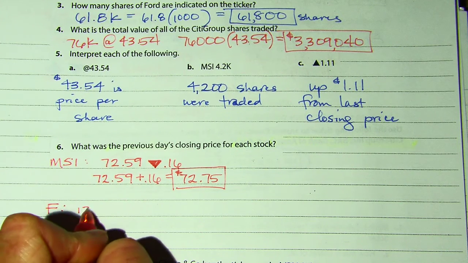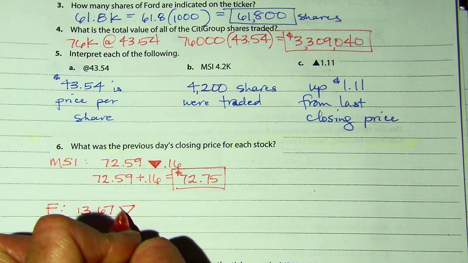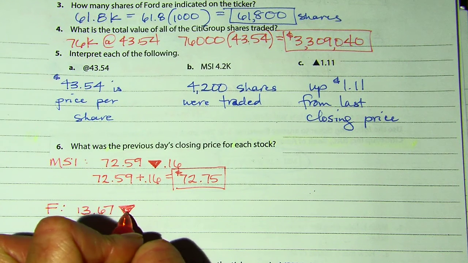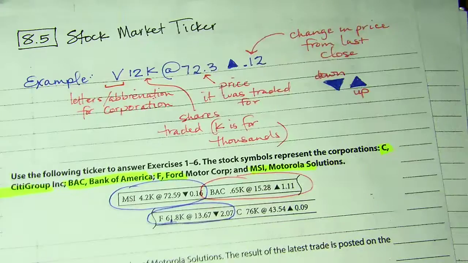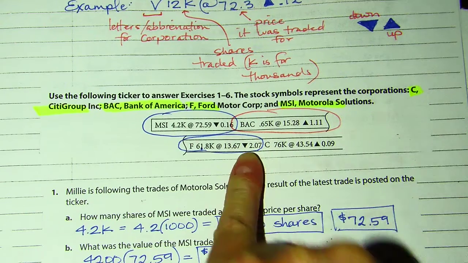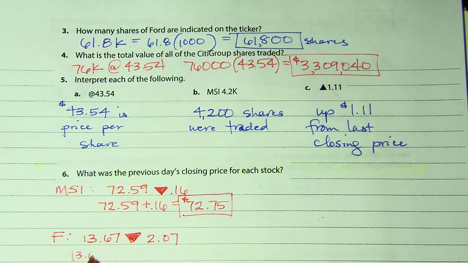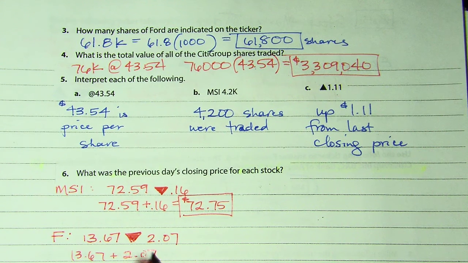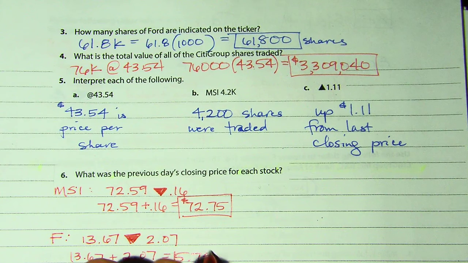Next, for Ford, it said it was sold for $13.67, and that's down $2.07 from the previous day. So if you look at Ford, today's price is $2.07 less than yesterday's. So to find yesterday's, I would actually add, and you would get $15.74.